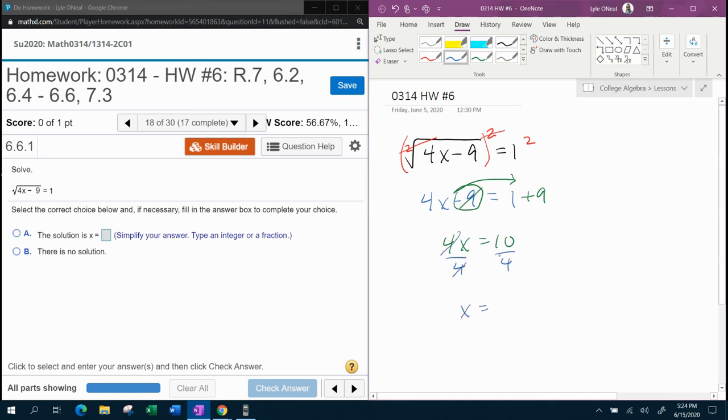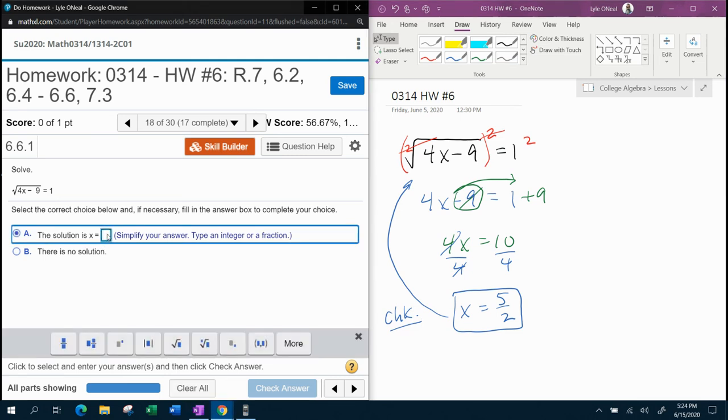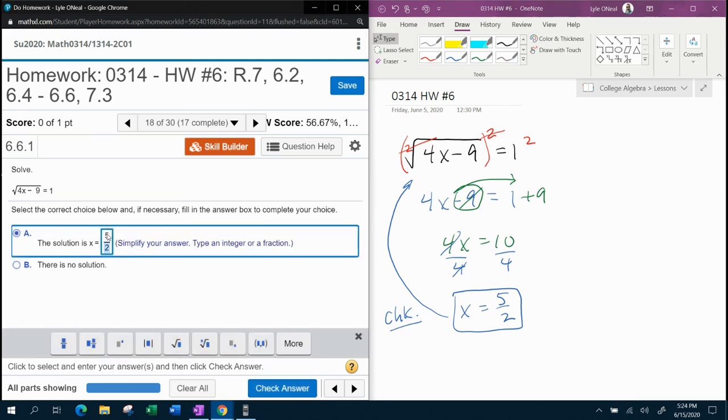X equals, now this does need to be reduced to lowest terms. 10 fourths reduces to 5 halves. And if you want to, you can plug that back in and check it. I do recommend that you plug that back in and check it, but I feel pretty confident. So I'm going to go ahead and put that in and see if MyLab Math likes it.